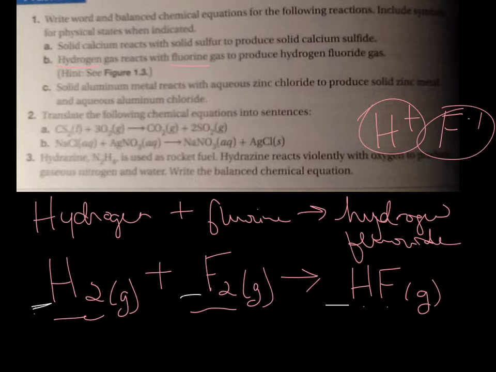So what do we need? We have 2 hydrogen over here, but we only have 1 hydrogen over here. We have 2 fluorine over here, but we only have 1 over here. I can put a 2 in front of this whole compound, and that 2 stands for everything behind it. This is 2 hydrogen, and it's also 2 fluorine. So 2 hydrogen, 2 fluorine, 2 hydrogen, 2 fluorine. That would be balanced. Let's go on to the next example.